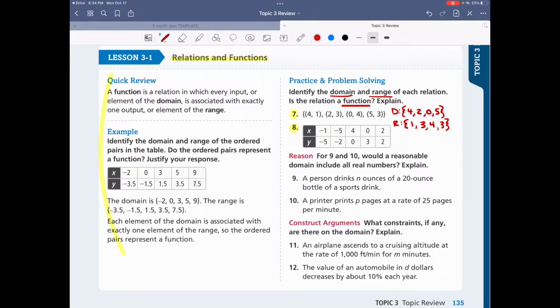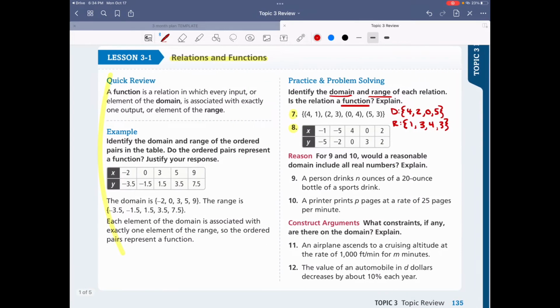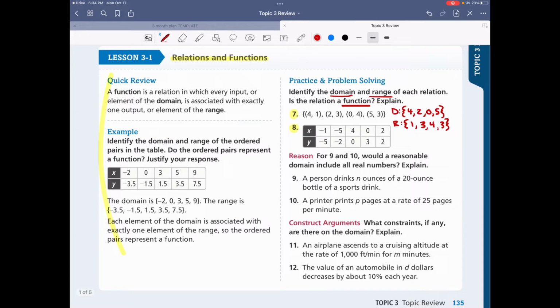And then it's asking, is it a function? And for this one, I see that the 4 goes to the 1, the 2 goes to the 3, the 0 goes to the 4, the 5 also goes to 3, so we don't actually need to write that 3 again. And if we draw arrows, the 4 goes to the 1, the 2 goes to the 3, the 0 goes to the 4, the 5 goes to the 3.